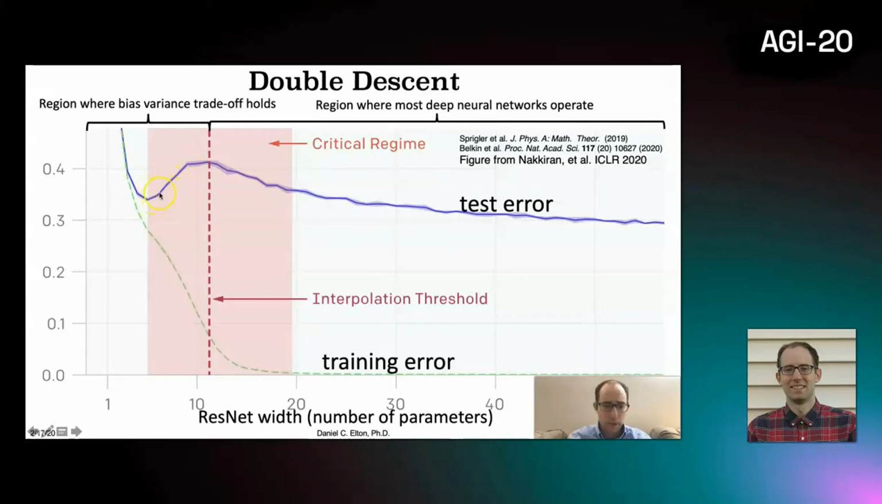So that's really interesting, but then if you continue, you'll see that at some point this curve actually turns around and the test error starts decreasing again. And this is the double descent phenomenon.